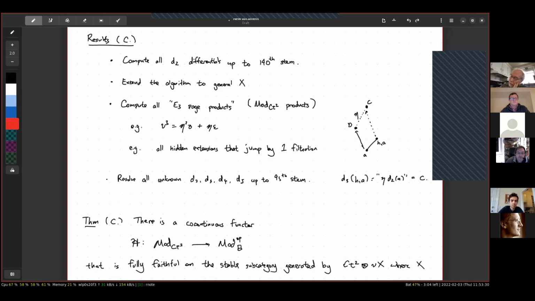Yeah, but I would like to call those E3 page products or mod tau squared products. Right here I'm just giving examples, but the second example is the very classical notion of a hidden extension. But yes, I am grouping these into the same category, which I choose to call E3 page products, and you might choose to call hidden extensions.